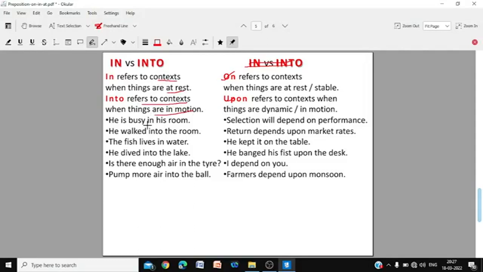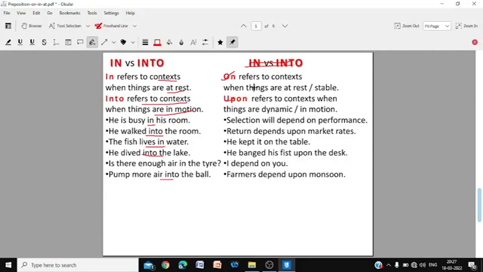He is busy in the room. He is sitting quietly but busy in the room. He walked into the room. Walking into the room, motion. The fish lives in water. He dived into the lake, motion, dived into. Is there enough air in the tire? Pump more air into the ball. Pumping means flow of air, motion.